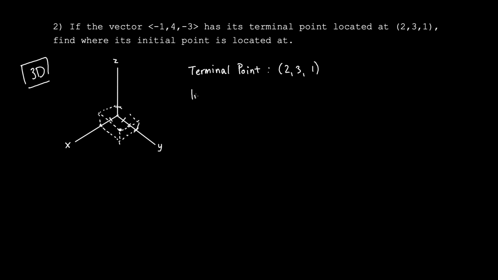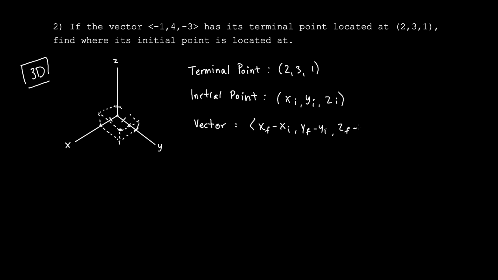Our initial point can be represented by x initial, y initial, and z initial. And these are unknown because we don't know what they are yet. Our vector, as you remember, will be the difference between the terminal point and the initial point. So x final minus x initial, y final minus y initial, and z final minus z initial is equal to -1, 4, -3.